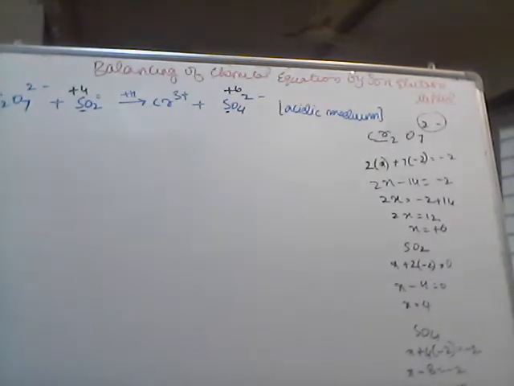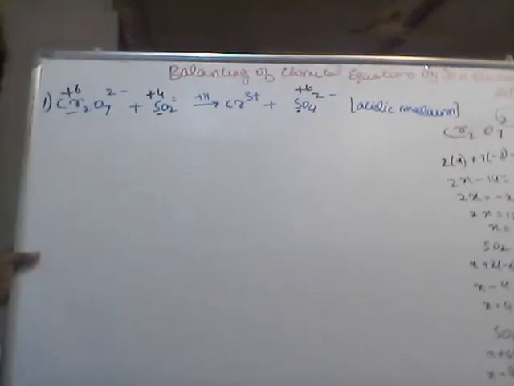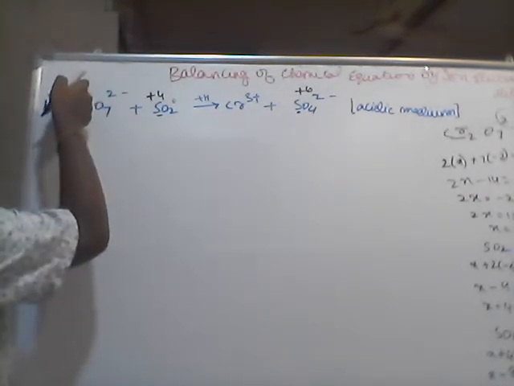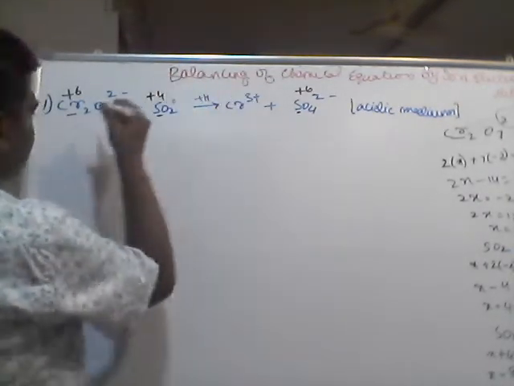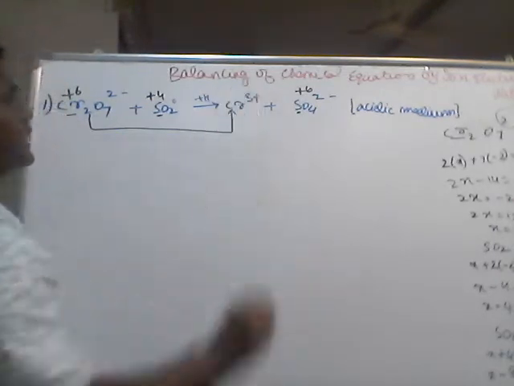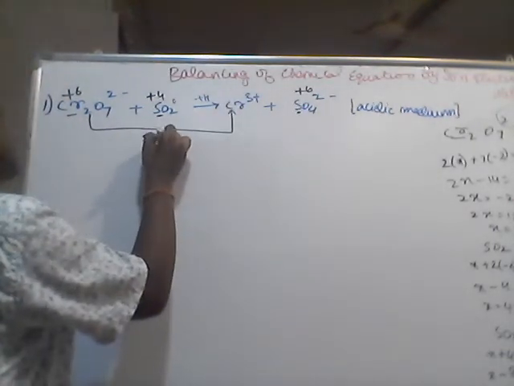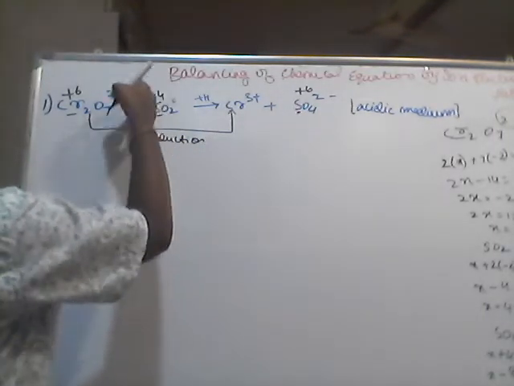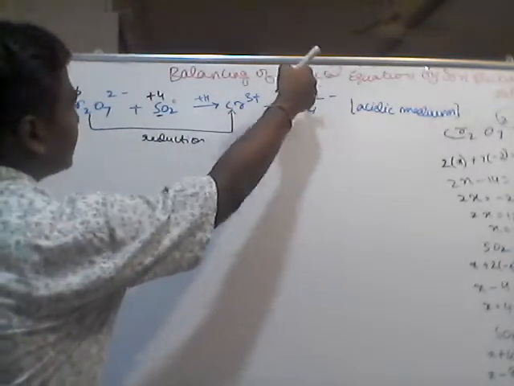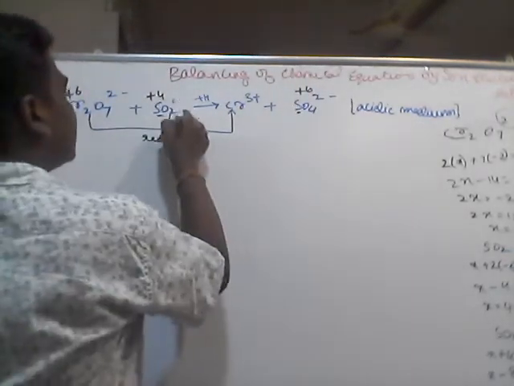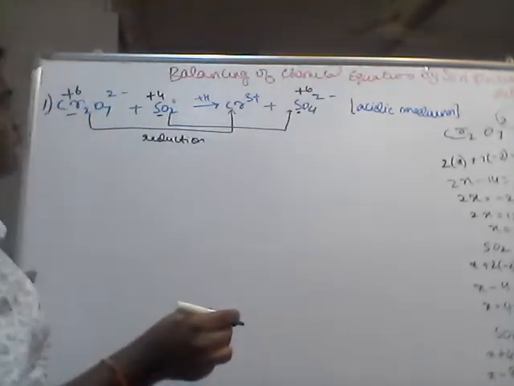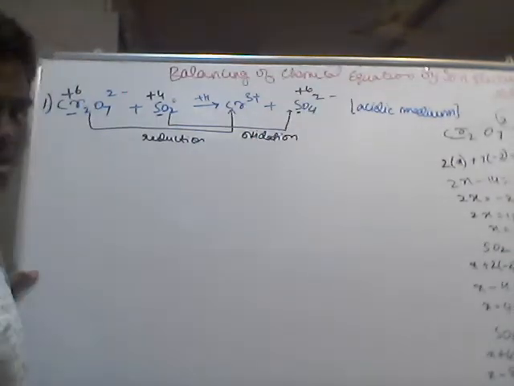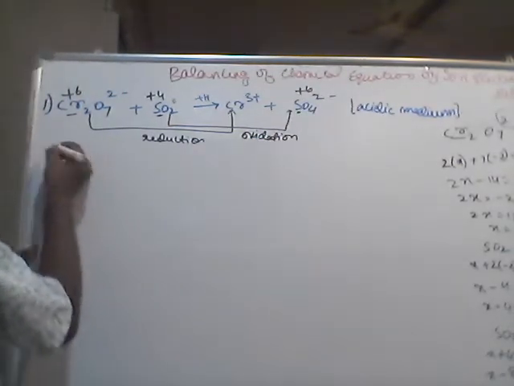Now, how do we find whether it is undergoing oxidation or reduction? Cr is plus 6, and on the product side it is plus 3. There is a decrease in the number, so we can say that this is reduction. Sulfur is plus 4 and on the product side it becomes plus 6. There is an increase in the oxidation number, so this process is oxidation.